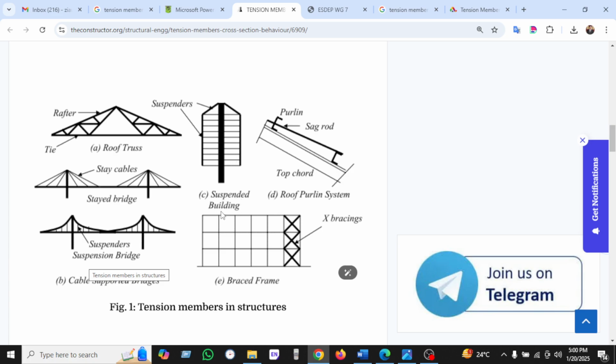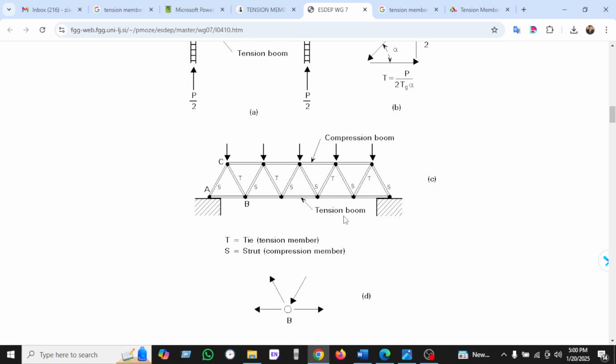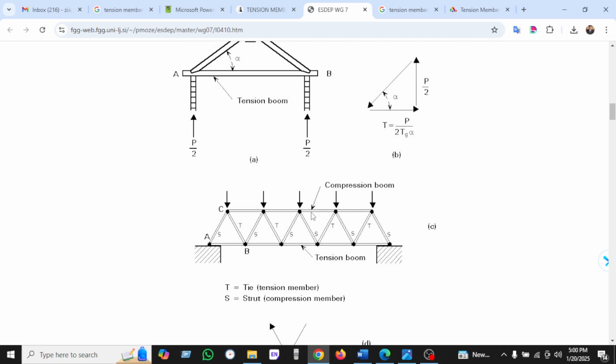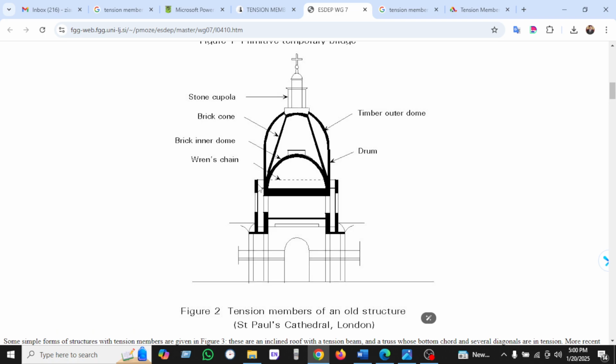We can see a suspended building where the tension is taken here. We can see the rope purlin system at the top chord, where the sag rod is also a tension member. In bracing, we have seen the braced frame is a tension member. So all are tension members. In another graph, the top takes compression and the other takes tension at the bottom. T means tension. We can see another building where the member is a tension member.